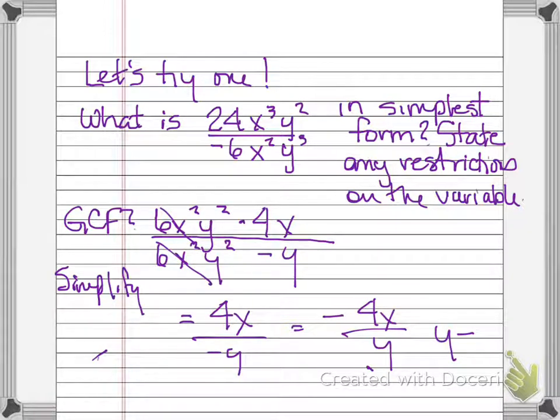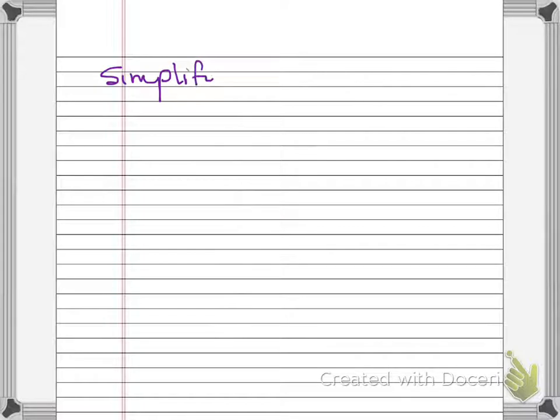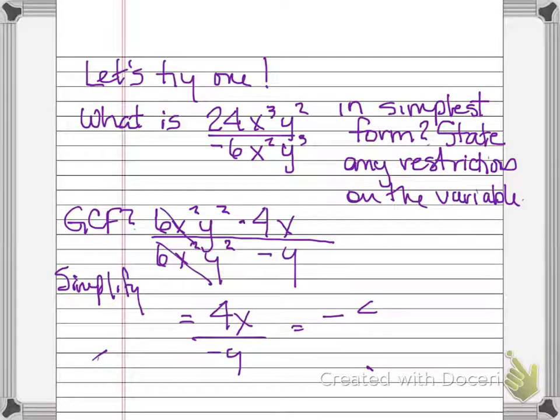Now, to state any restrictions, we have to look at where our denominator is equal to 0. So we know that our denominator will equal 0 at y equals 0, but we also go back to the original equation and look to see when that might equal 0. So we find that x is not going to be able to equal 0 and y is not going to be able to equal 0. Whenever you're simplifying a rational expression, once you solve it, you have to go back to the original equation and make sure that any zeros in the denominator are accounted for.